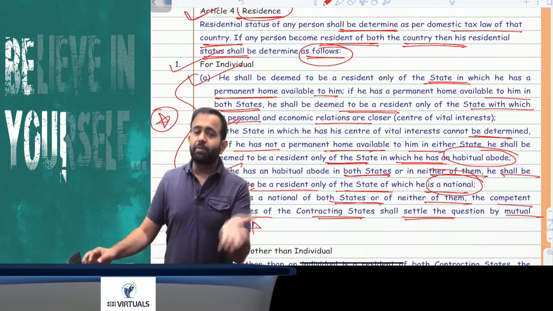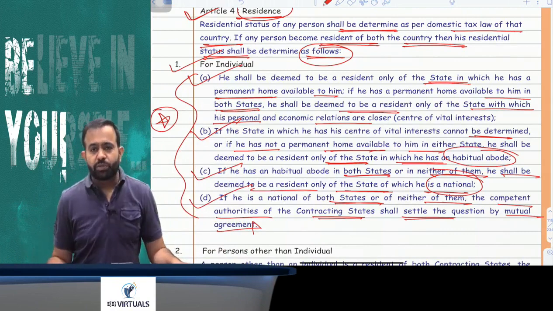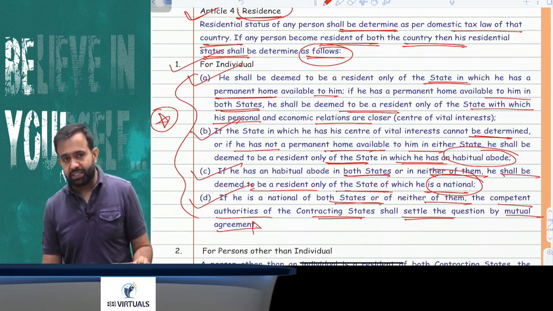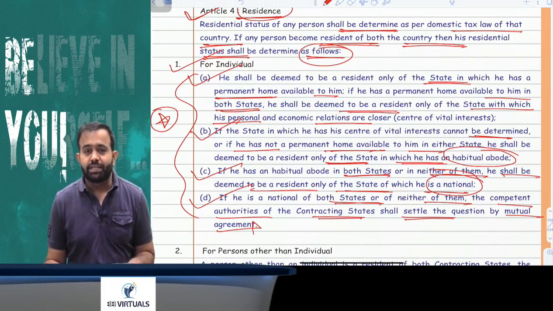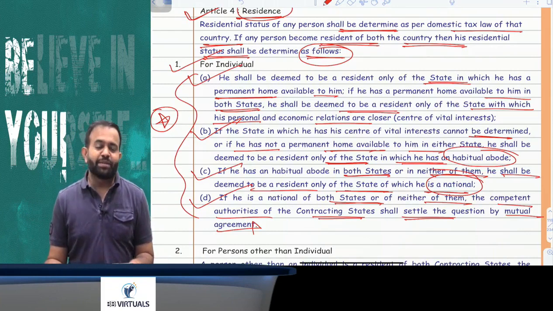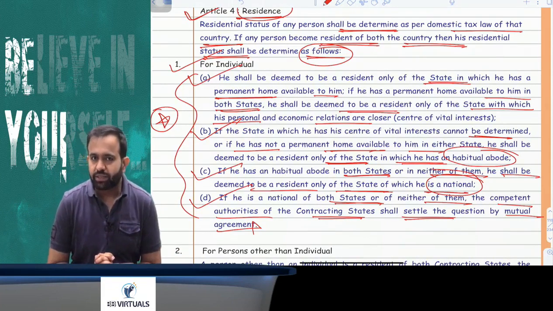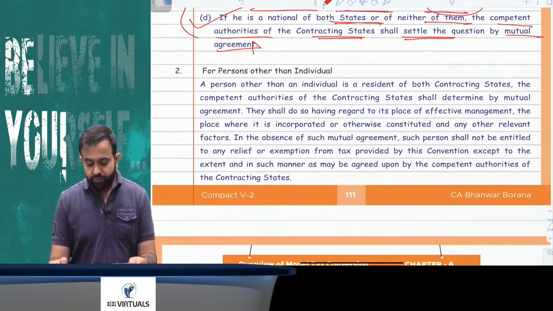Now guys, suppose he habitually abides in both the countries or neither of the countries, then he will be treated as a resident of the country of which he is a national. Suppose he is a national of both the countries or neither of the countries. In that case, it will be determined by the competent authorities of both countries by mutual procedure or mutual agreement. Now next part, other than individual.